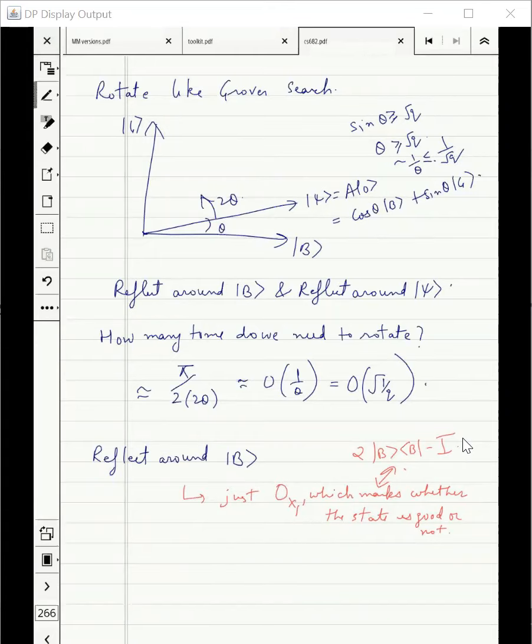What about reflection around psi? How will I reflect around psi? Instead of using Hadamard like we did in Grover, we can use the algorithm A.